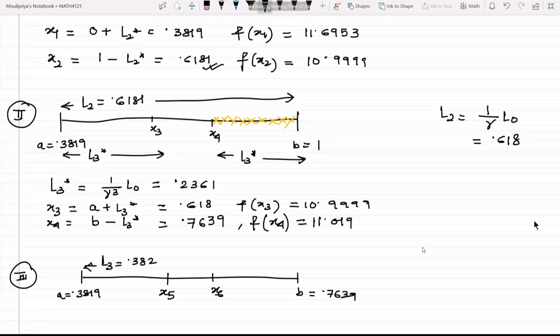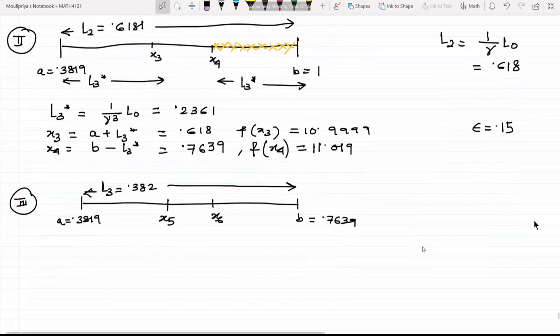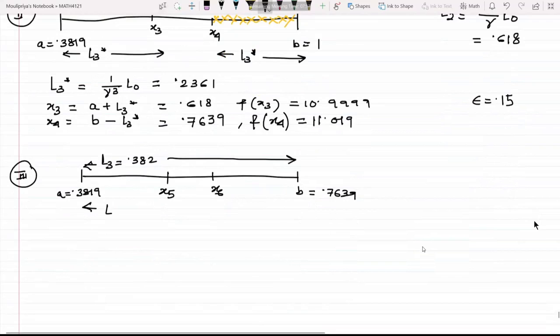Fine. Tell me one thing. Did we reach the stopping tolerance condition? When are we going to stop? Stopping tolerance is 0.15. So we are not there yet. More iterations are required so that you reach the given tolerance. This is our L4 star. This is also our L4 star.